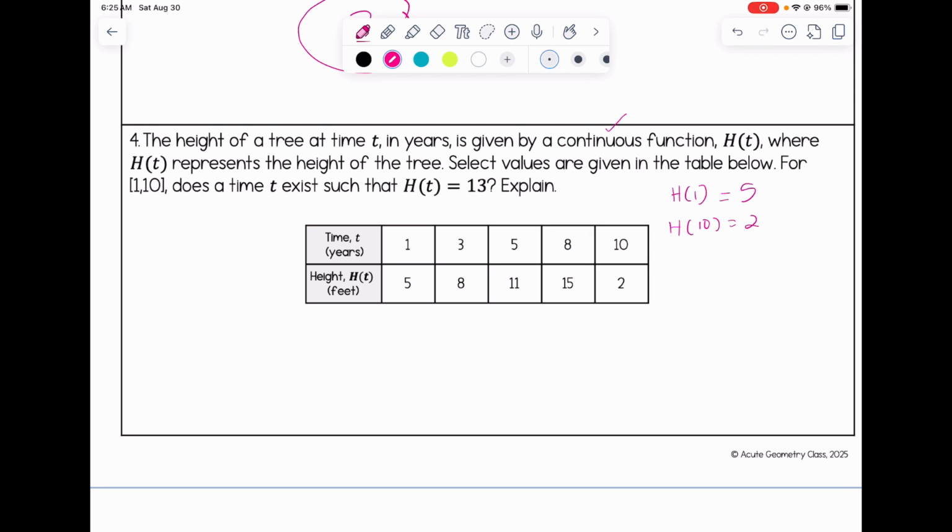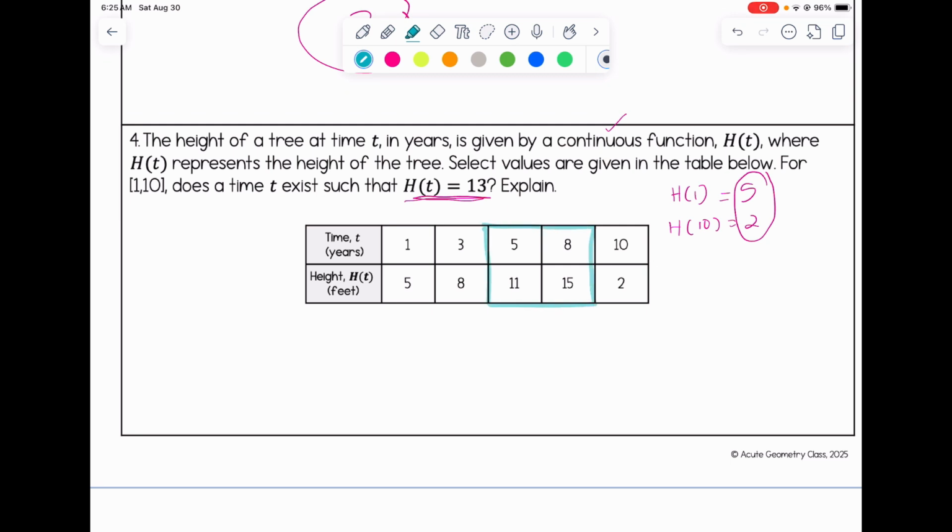But there's one little caveat to this question: remember that in the beginning of this video, we talked about intermediate meaning in the middle. And we're trying to explain the y value being 13. When I look at these two outputs over here, 5 and 2, 13 is not in the middle of them. So on this question, I'm actually going to look at a subinterval of that closed interval.